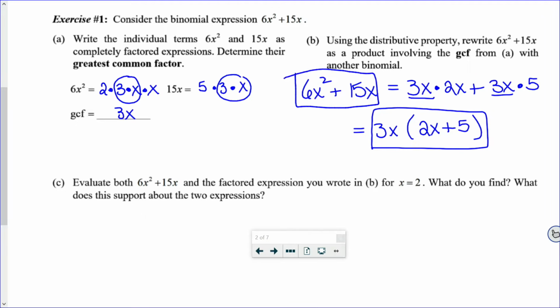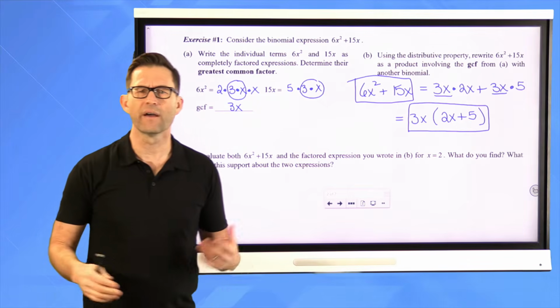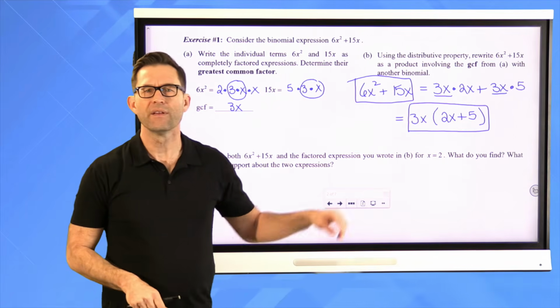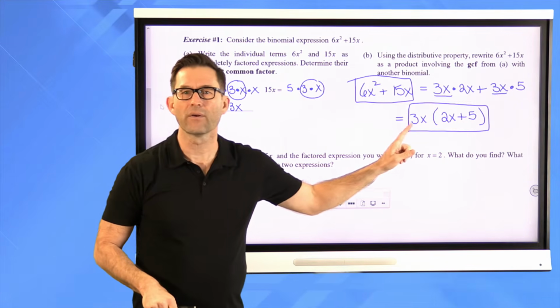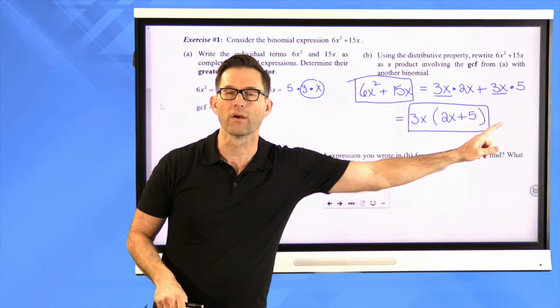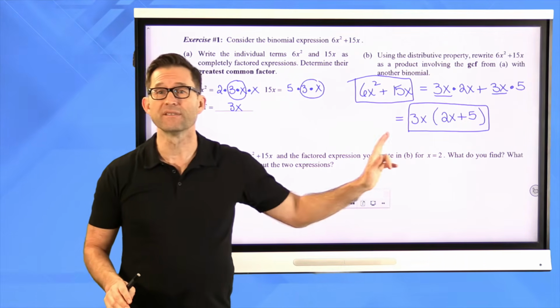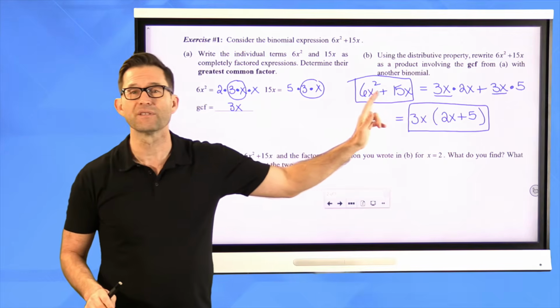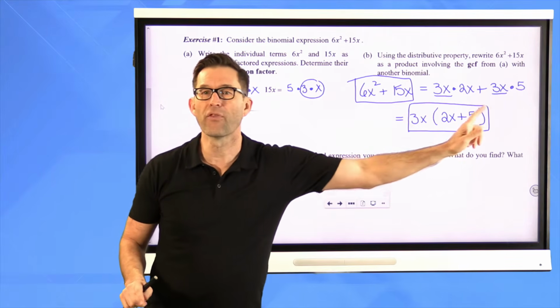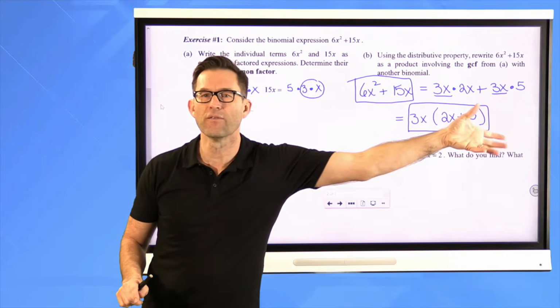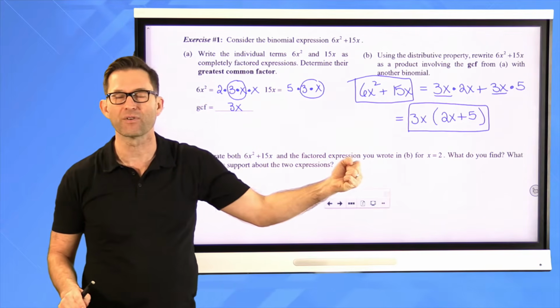Right? Now you might say to yourself, well, wait a second, that's not using the distributive property. The distributive property says when you have something out here, you can multiply it through here. And I don't disagree with you, but what the distributive property really says is that these two things are the same. And if I can multiply the 3x through, I can also take the 3x back out, right?